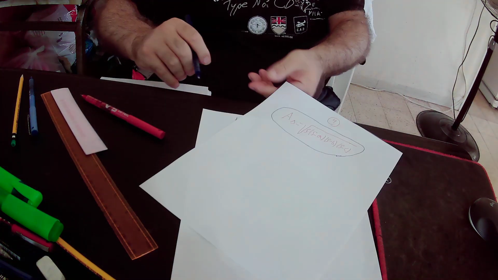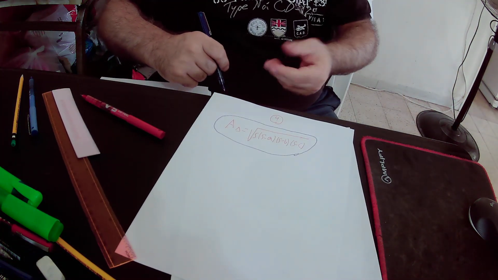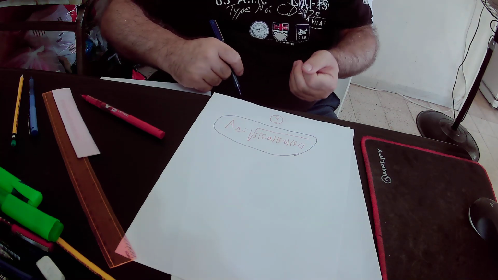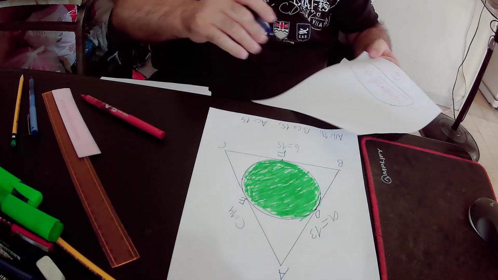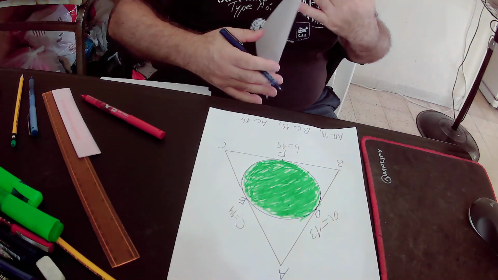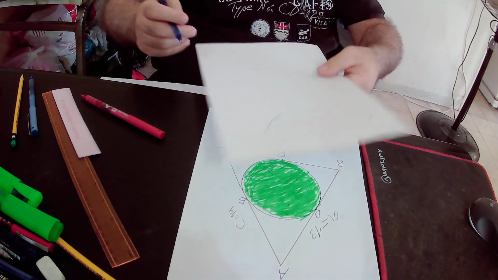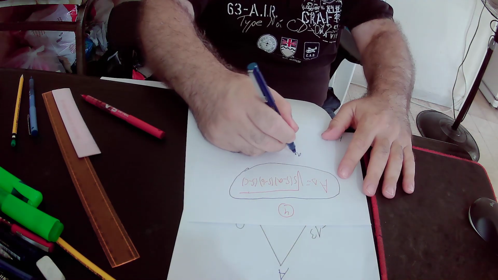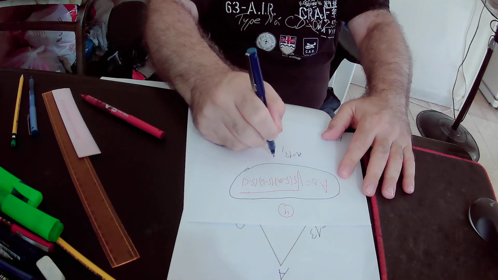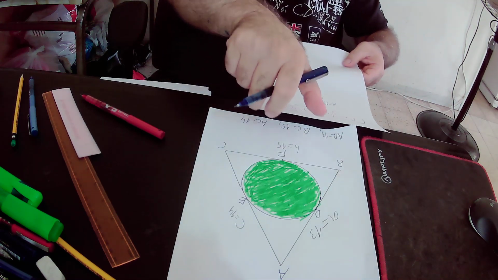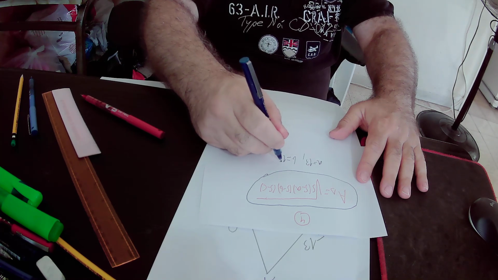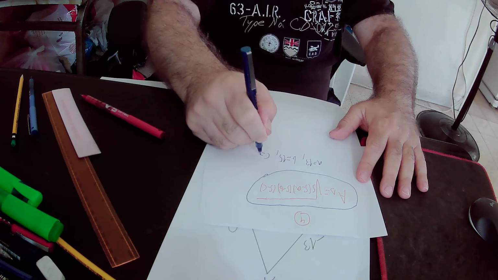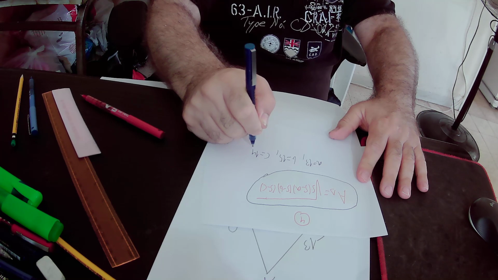Okay, so according to this formula, we can calculate the area of our triangle ABC, because we actually know that A equals 13 units, B equals 15 units, and C equals 14 units.